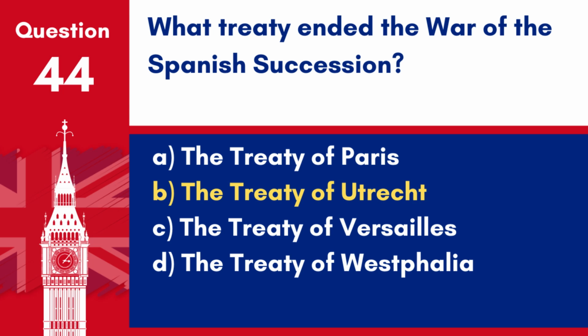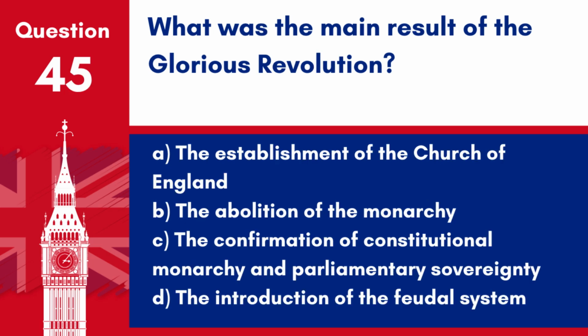The Treaty of Utrecht, signed in 1713, helped end the War of the Spanish Succession, redefining European power dynamics by prohibiting the union of France and Spain, and ceding Spanish territory to Austria and Britain. Question 45. What was the main result of the Glorious Revolution?